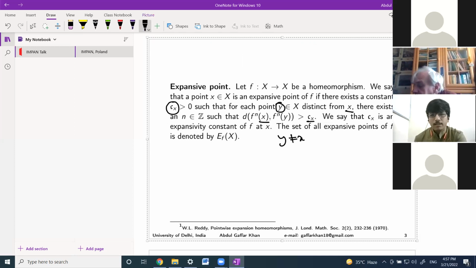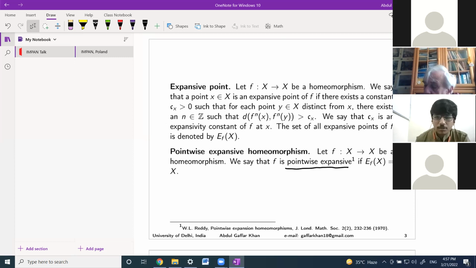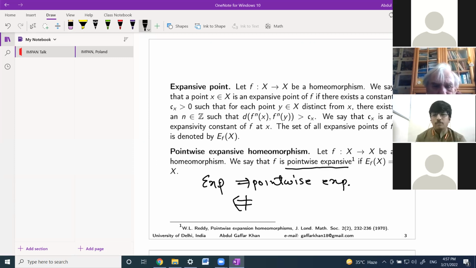And we say that a map or a homeomorphism is pointwise expansive if every point is an expansive point. Clearly from the definition, every expansive homeomorphism needs to be pointwise expansive. But the converse is not true, even if the phase space X is a compact metric space. This example was given by Reddy himself.